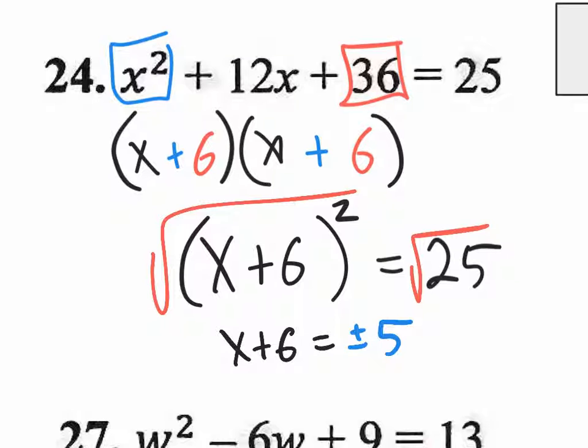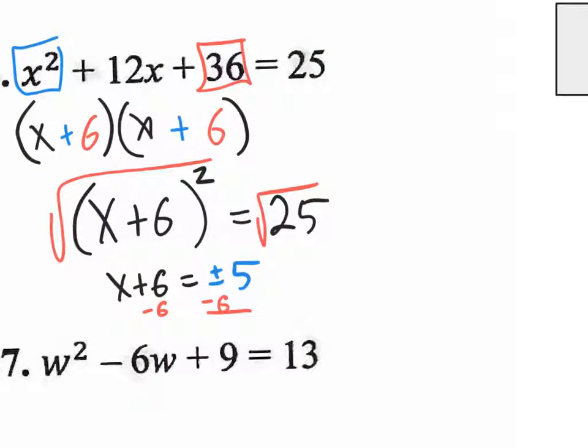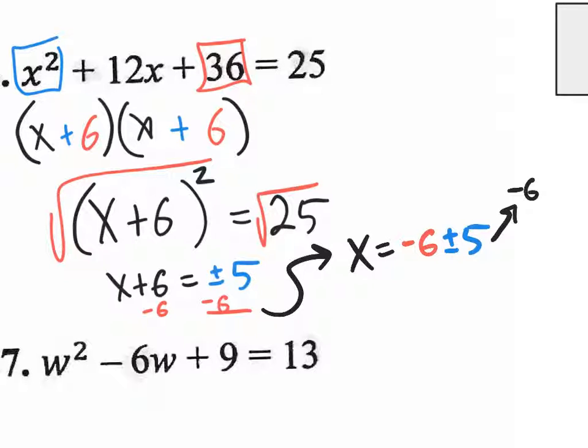So check this out, guys. The 6, I need to get rid of the 6. I need to get x by itself. So what do I do? Minus 6, minus 6. Now at this point, this is where we write it out. Check it out. x equals, I have the minus 6, but I have a plus or minus 5 right next to it. And that will actually give us two answers. Negative 6 plus 5 and negative 6 minus 5.